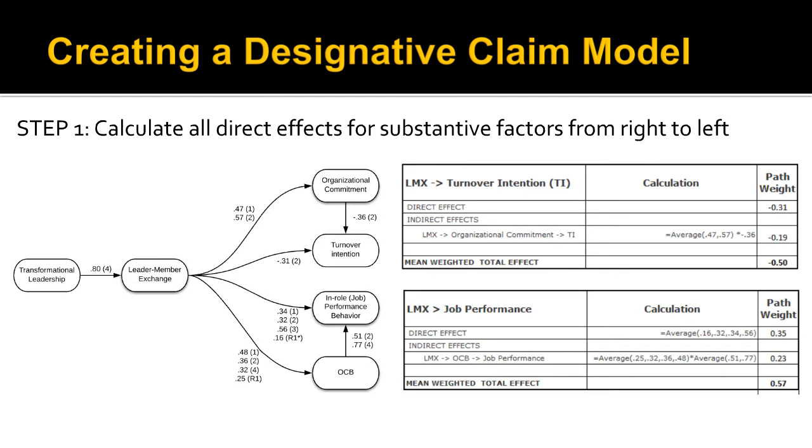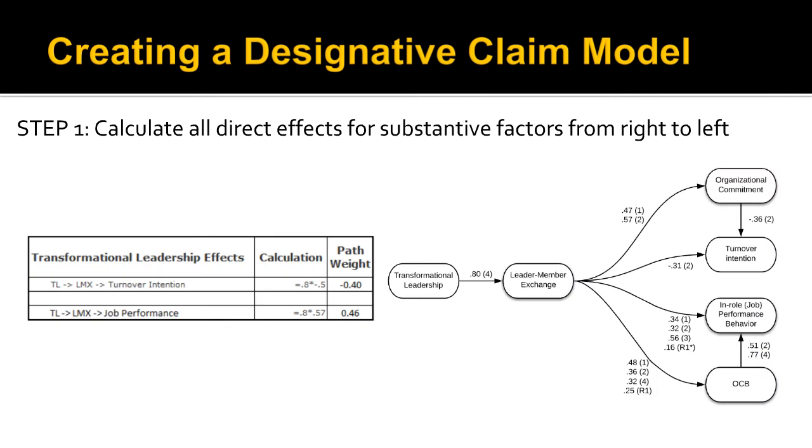We continue our calculations by moving to those factors having both direct and indirect relationships with the outcomes. The two tables shown on this slide apply Wright's path tracing rule calculations to determine the total effect of leader-member exchange, or LMX, on turnover intention and job performance.